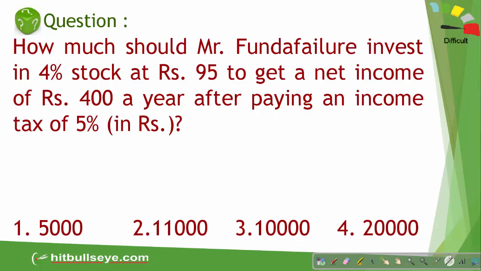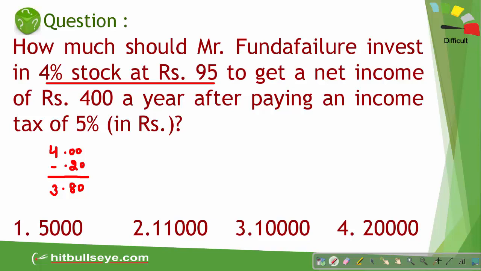Moving on students, this question. Now it's a 4% stock, 95 is the market price. Now you want a net income of rupees 400 after paying an income tax of 5%. Now students, what will be your income from one share? From one share your income will be 4 rupees. Now out of that you will pay a tax of 5%. Now how much is 5% of 4 rupees? 10% is 40 paisa, so 5% is 20 paisa. If you subtract that, your net income happens to be 3 rupees and 80 paisa, for which you have to buy only one share, or your investment will be 95 rupees.